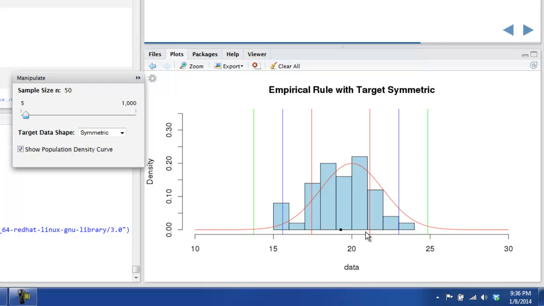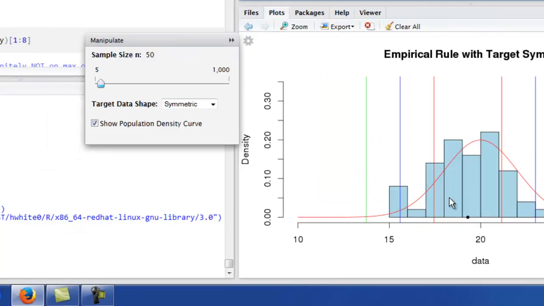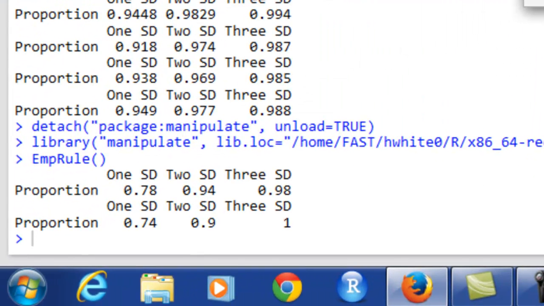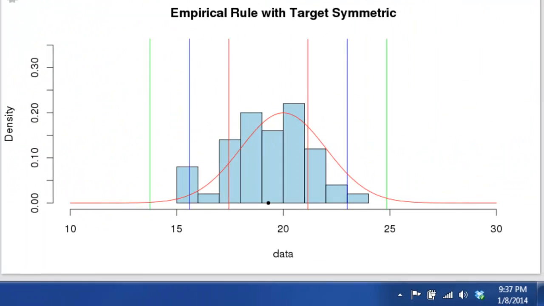These red lines represent one standard deviation less than the mean of the sample and one standard deviation more than the mean of the sample. It looks like they contain about 2/3 of this bluish area of the histogram in between them. So that's the 68 part of the 68-95 rule. And in fact, if we go over to the console, we see that the proportion that's within one standard deviation of the mean is 74%. So not too far off of the 68% predicted.